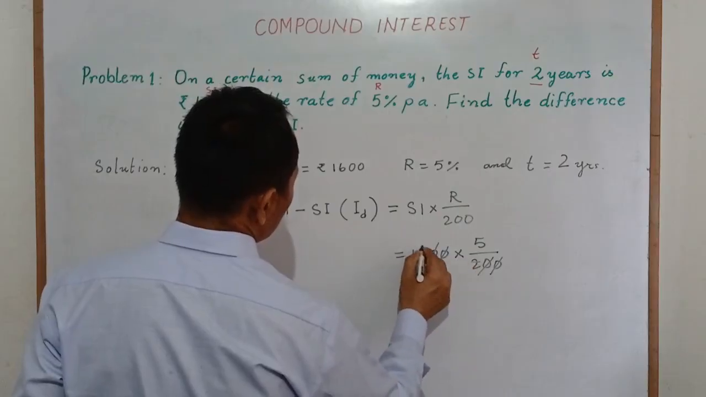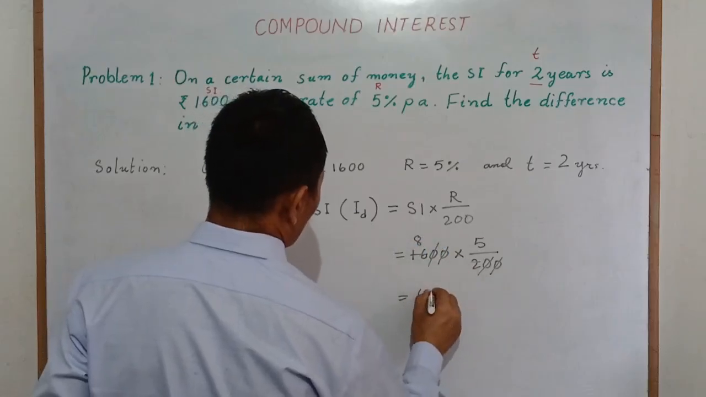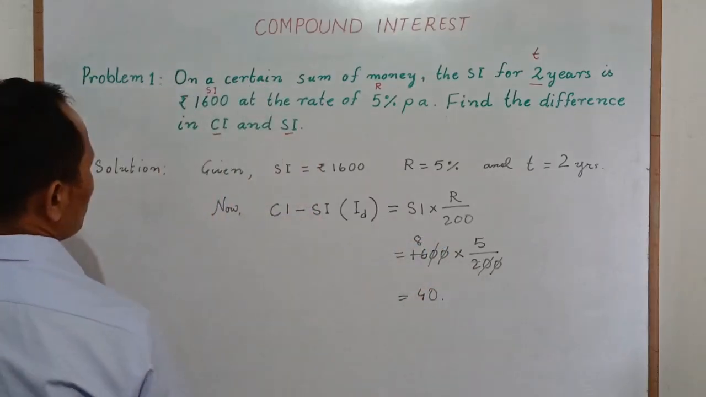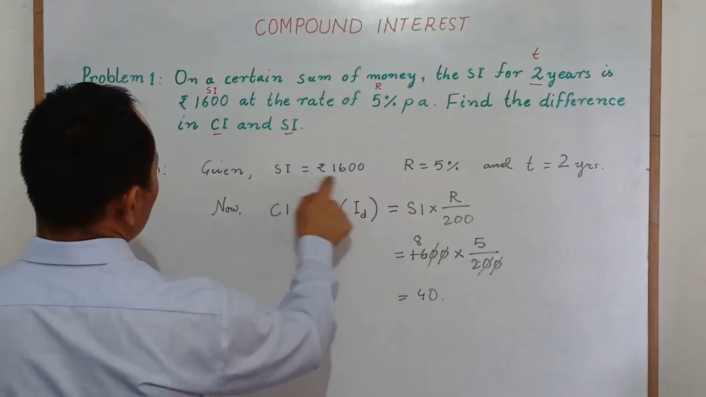2 times 16, 8 into 5 is 40. So the difference between compound interest and simple interest is 40.